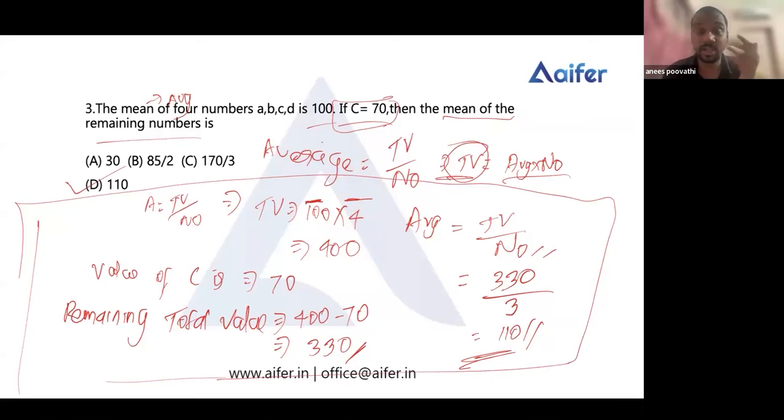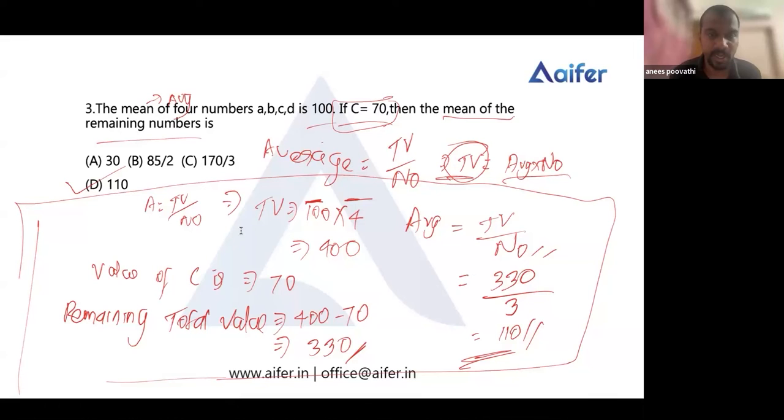The second important thing here: it is given that there are 4 numbers A, B, C, D whose mean is 100. Then if one number C, which equals 70, is removed, what is the mean of the remaining numbers? So we first find the initial total value of the 4 numbers: 4 into 100, which is 400. C is equal to 70, so removing C from this 400 gives 330. Then the new average is 330 by 3, which is 110. Is it clear? Let me know.